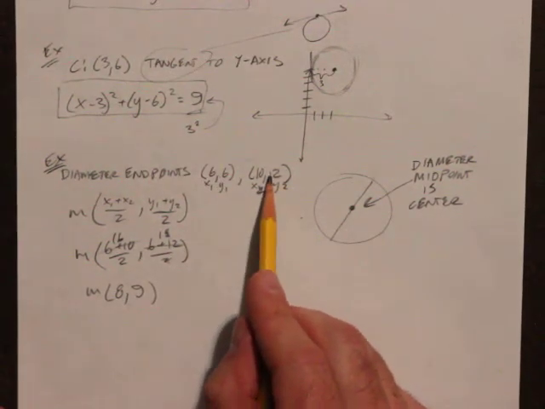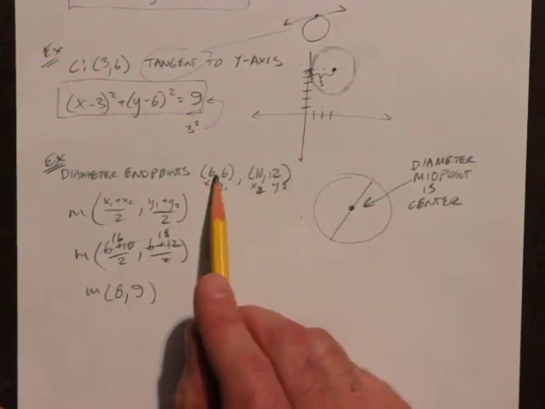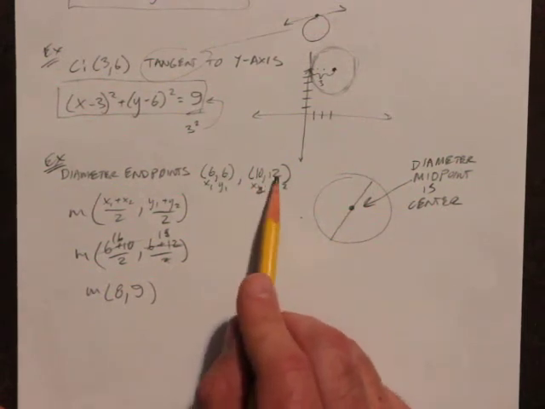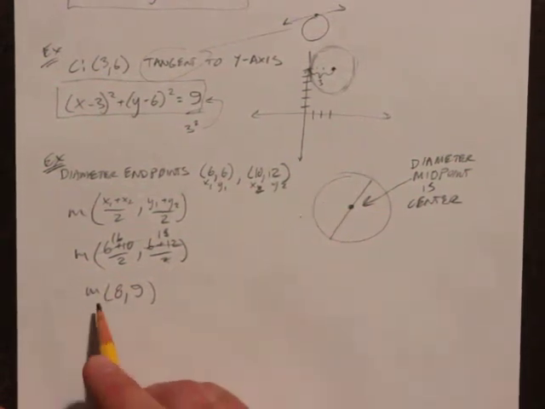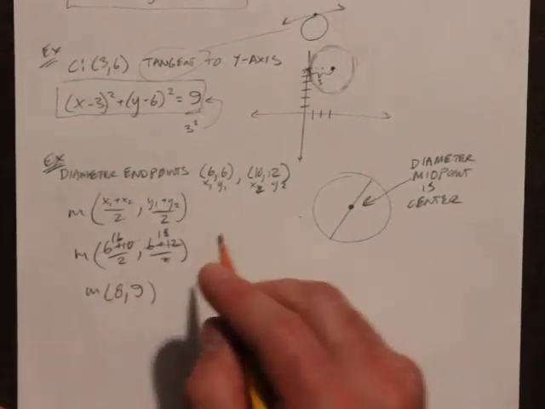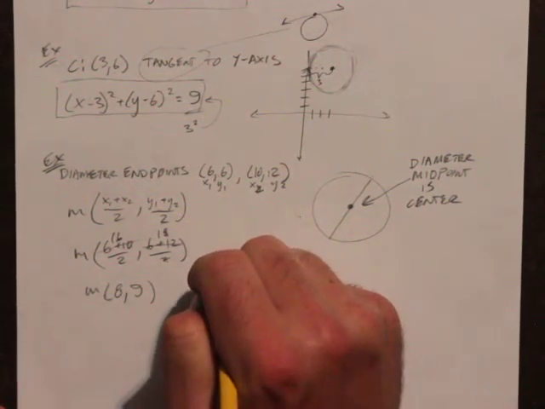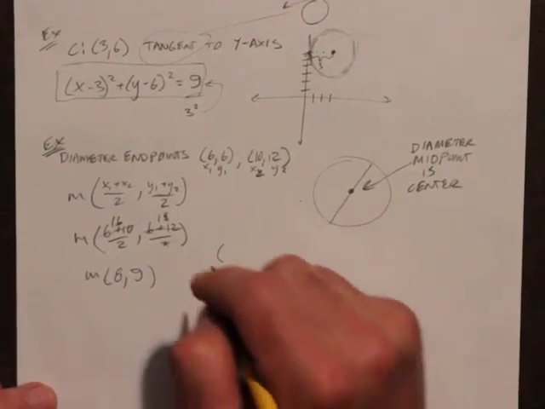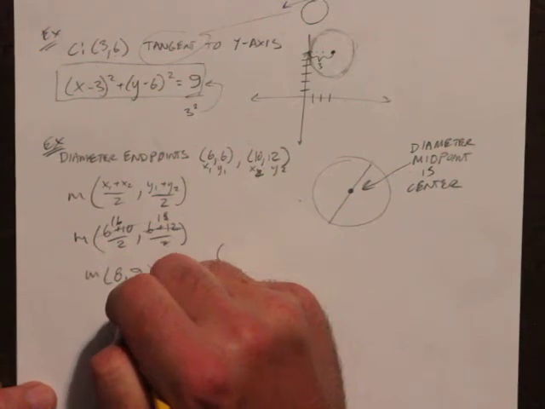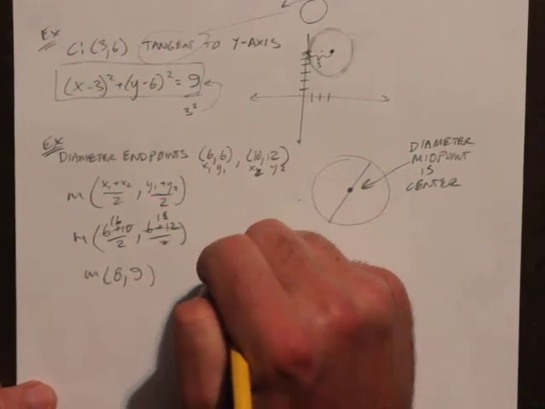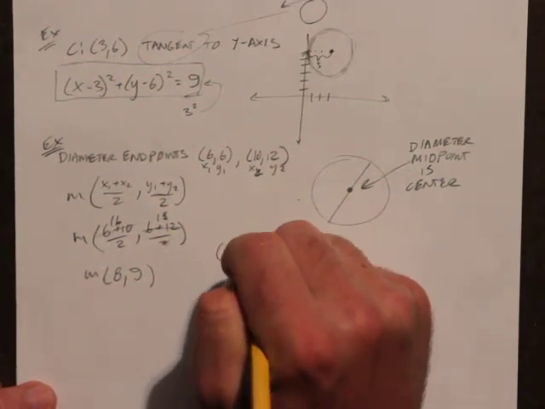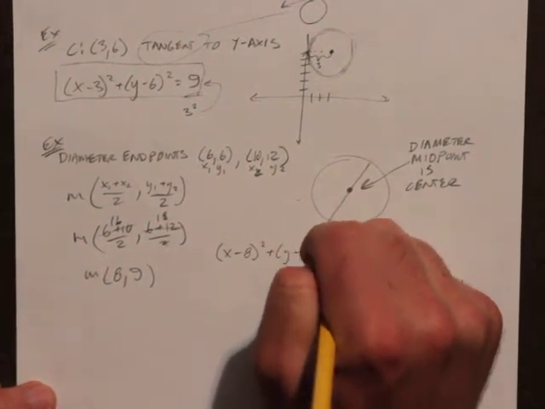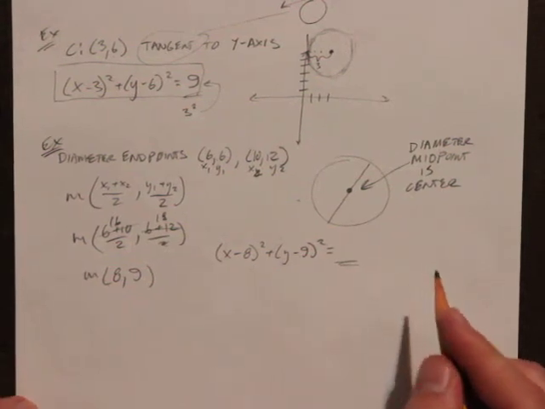Alright, so we can look at our numbers here and see, does that make sense? Is 8 halfway between 6 and 10? Yep. Is 9 halfway between 6 and 12? Yep. So there's our center. So we can start our equation for this circle by saying, here's my x value, here's my y value. So x minus 8 squared plus y minus 9 squared equals, now we've got to find our radius.